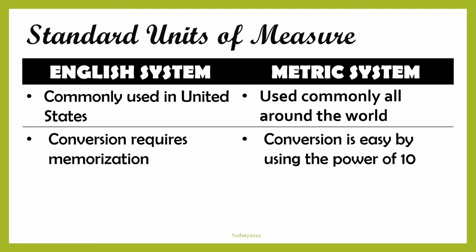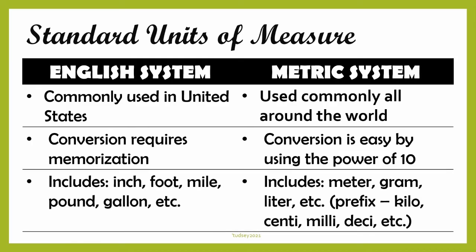Number 2, English system's conversion requires memorization. On the next slides and lessons, you will know why we need to memorize the English system. Metric system's conversion, on the other hand, is easy by using the power of 10. It is easy because we can just multiply or divide the measurement by 10.